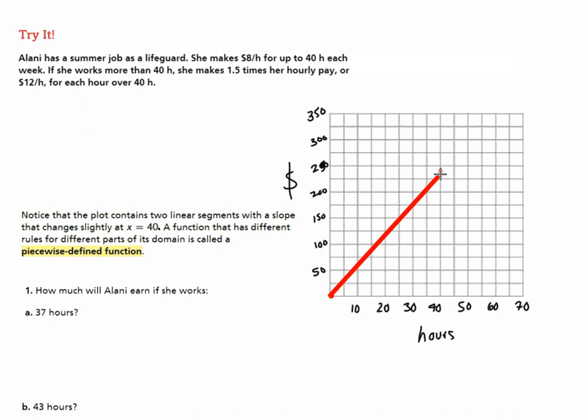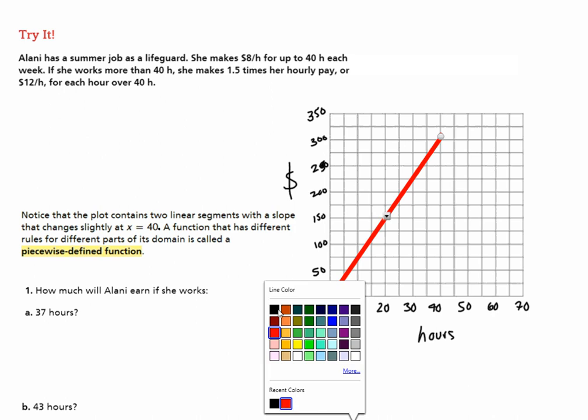From here to here is 40 hours a week for $8 per hour. So 8 times 40 should be right at about, is that right? Yeah, that's right. Okay, and I did that wrong. 8 times 40 is 320. I am silly. That's 40 hours a week for $8 an hour. And then 1.5 times her pay, so 1.5 times her pay is $12 an hour.